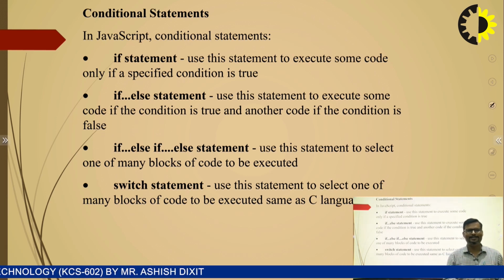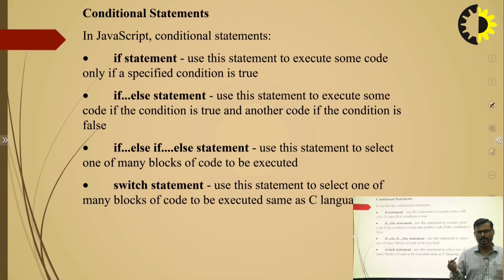If else: use this statement to execute some code if the condition is true and another code if the condition is false. Maybe true, maybe false. If else if else statement: use this statement to select one of many blocks of code to be executed. Maybe some will be true, maybe some will be false. Then the switch statement: use this statement to select one of many blocks of code to be executed, same as in the C language.